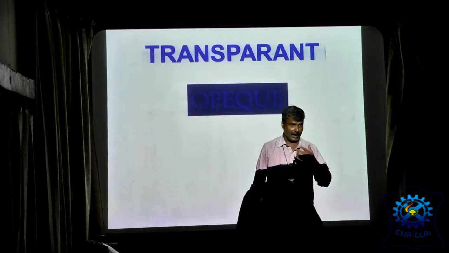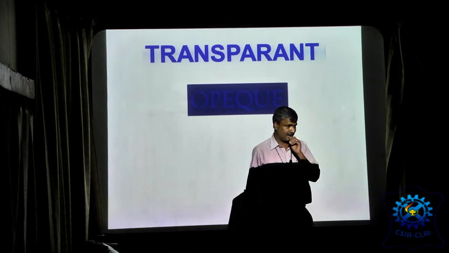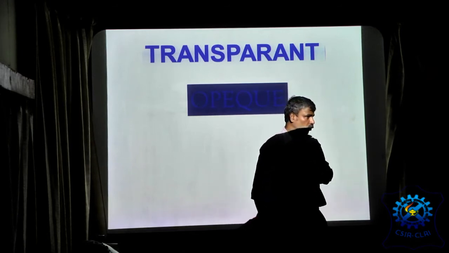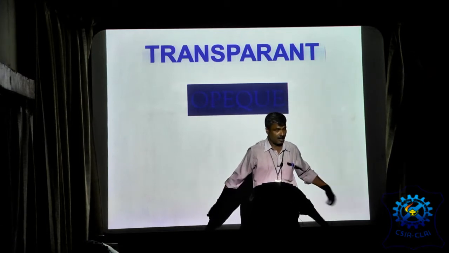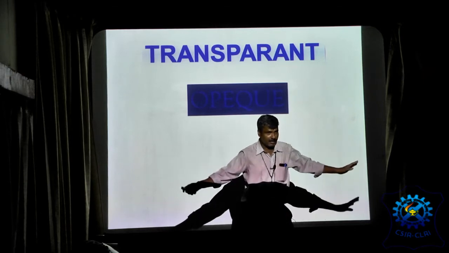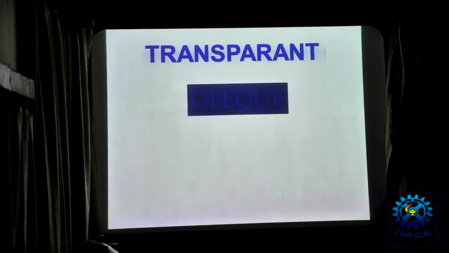In some other condition, I will be transparent. Using what rays? X-rays, right? I'm opaque now for the visible radiation, whereas in the X-rays, I'm also transparent. But my bones are opaque, so that you could see the shadow. So this also is a relative terminology, right?